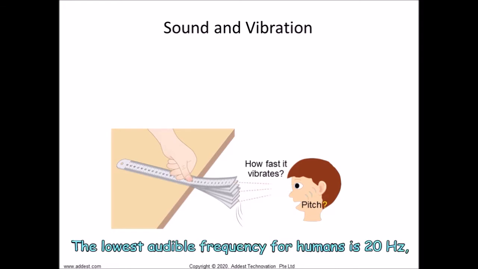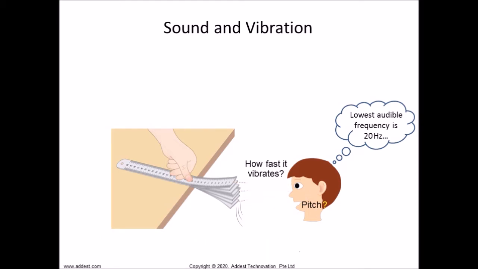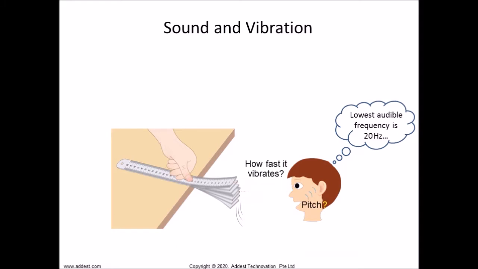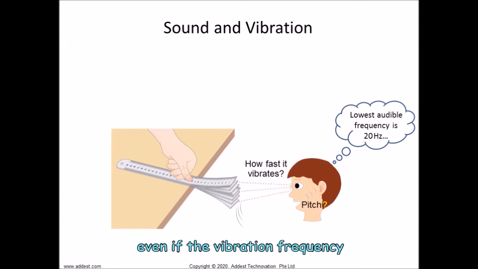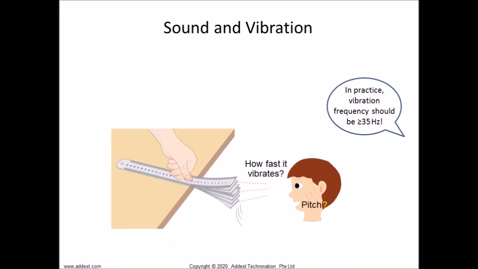The lowest audible frequency for humans is 20 Hz, implying that the vibration frequency of the ruler must be at least 20 Hz to produce a perceivable sound. In practical settings that are usually not silent enough, students will have difficulty perceiving the sound even if the vibration frequency is between 20 and 30 Hz. Therefore, in practice, the vibration frequency should be made to be at least 35 Hz.